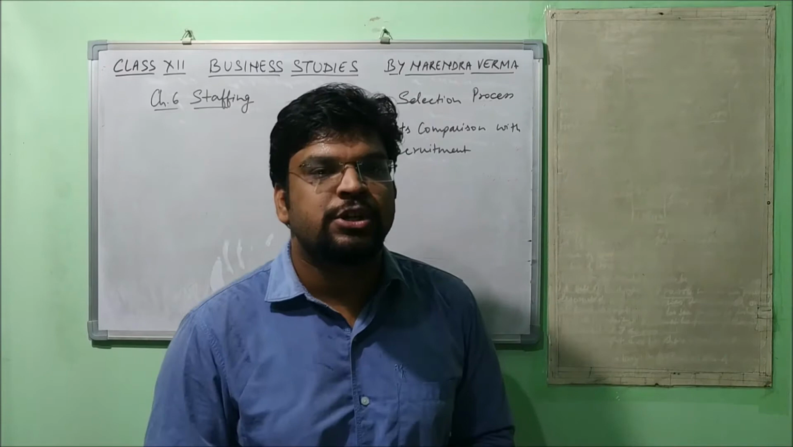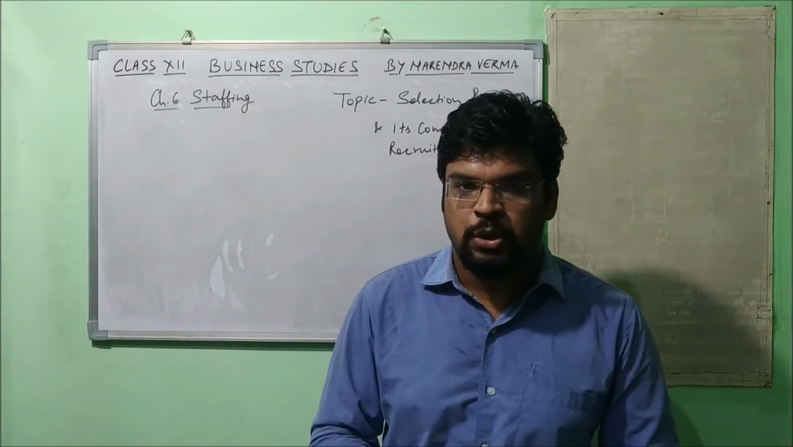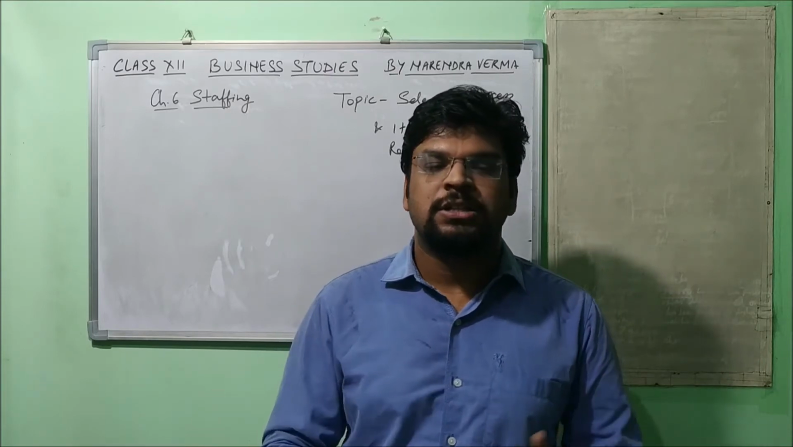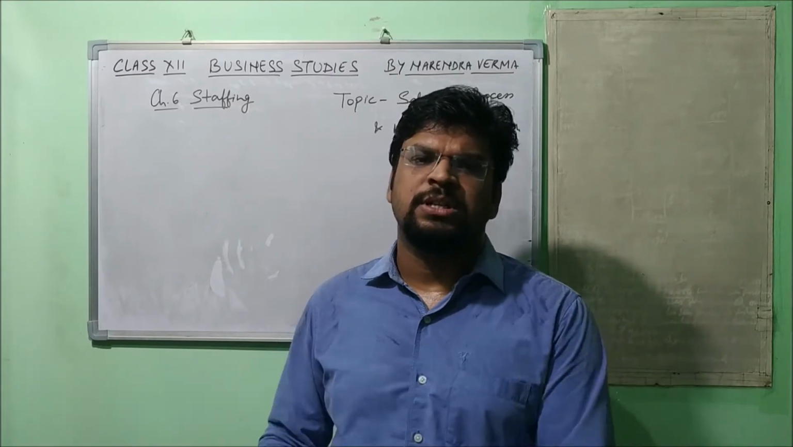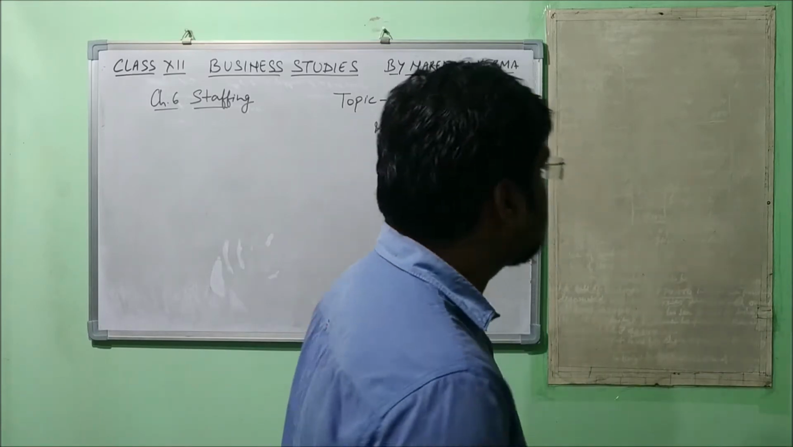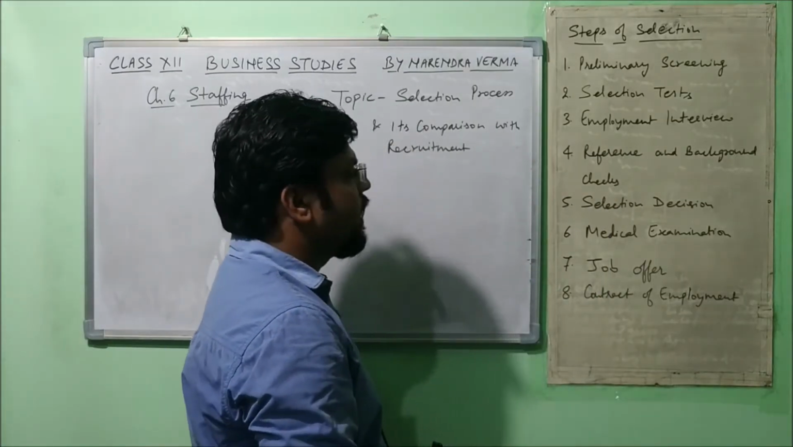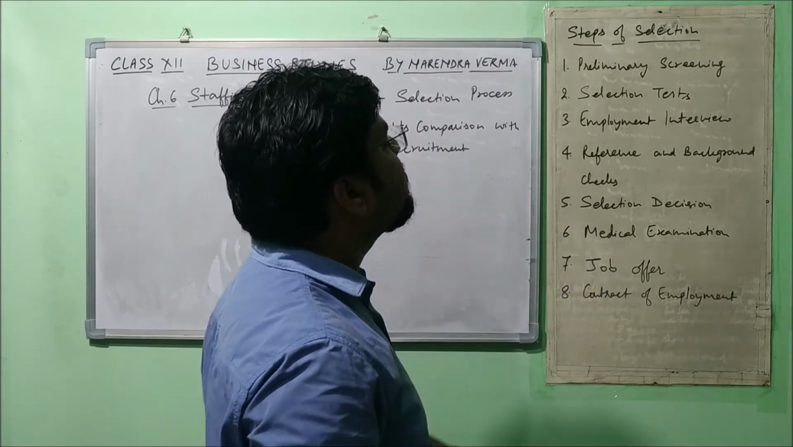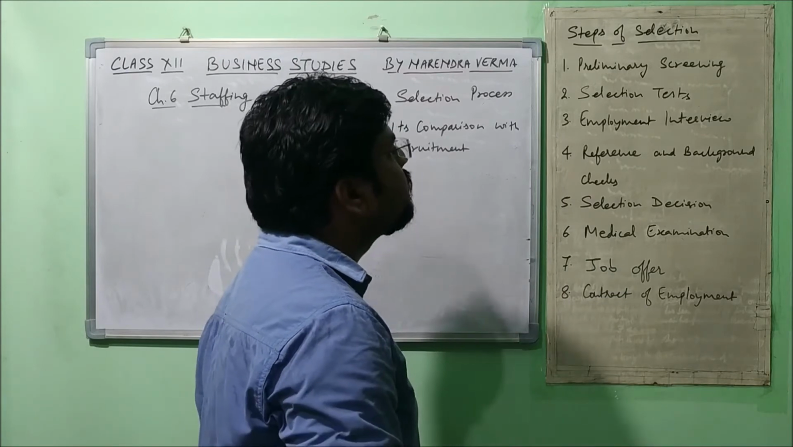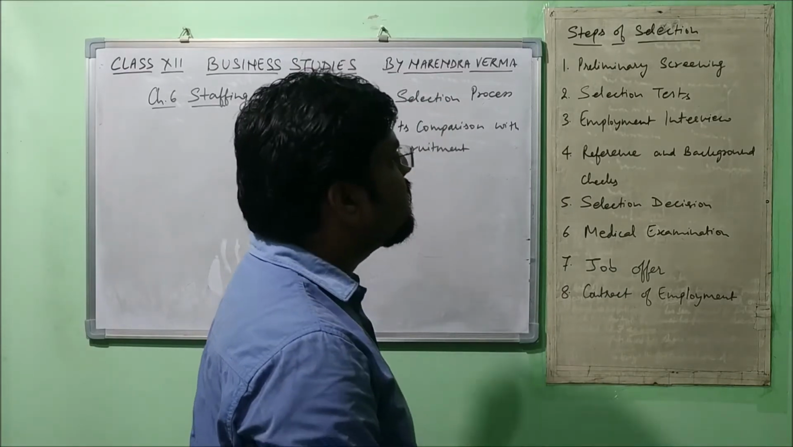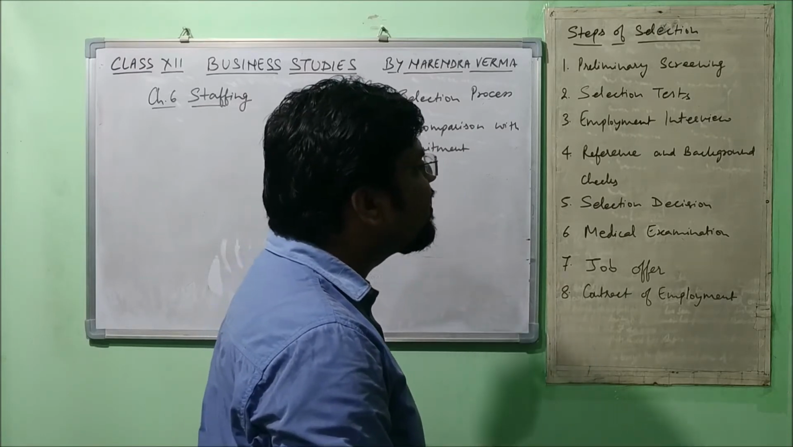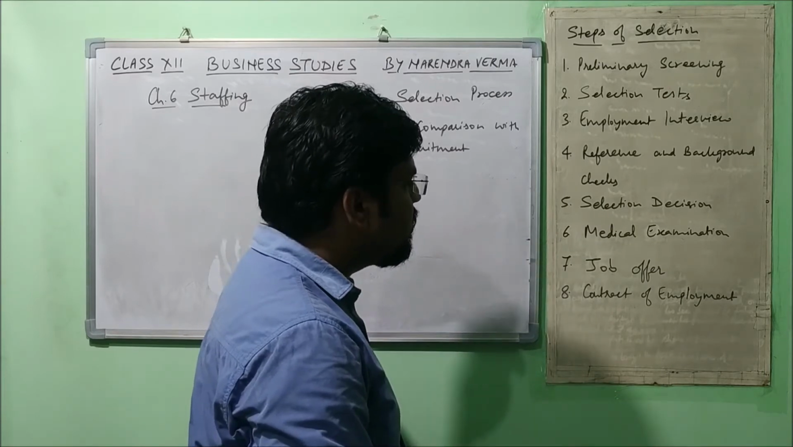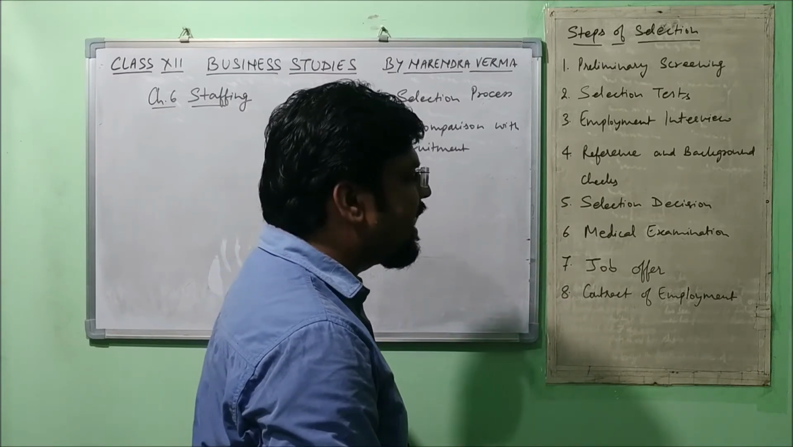Now let's have a discussion about its steps, or we can define it at a larger level: procedure of selection, selection process, or steps of selection. Alright, so here are the steps of selection. There are 8 steps in your syllabus. The very first step is preliminary screening, second is selection test, third is employment interview, fourth is reference and background checks, and then selection decision, then medical examination, then job offer, and at last contract of employment.